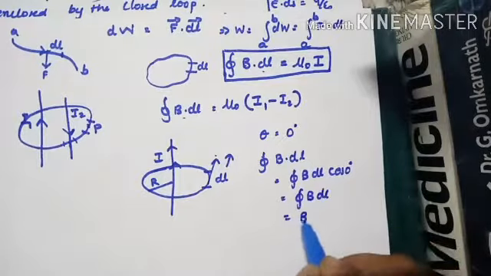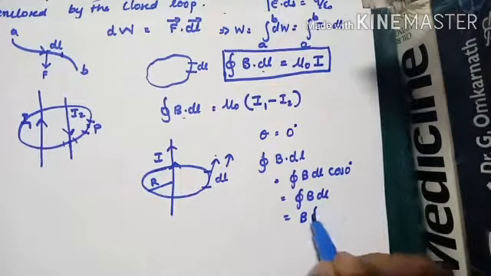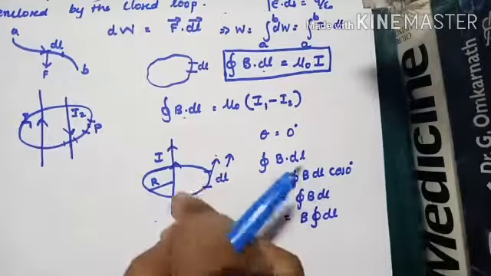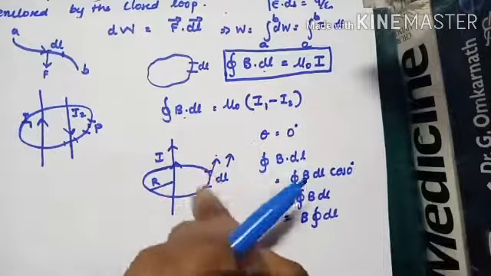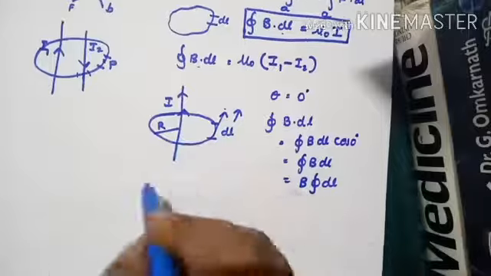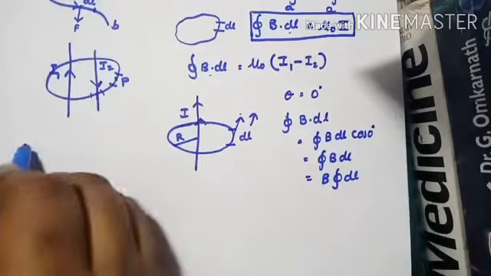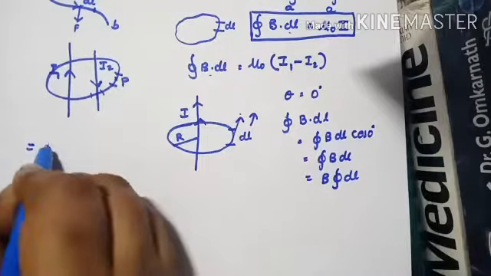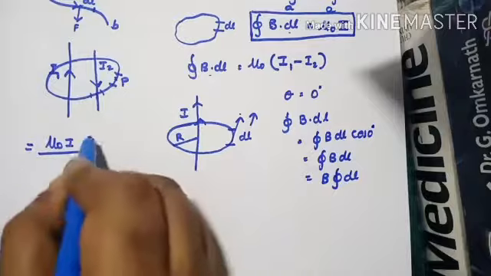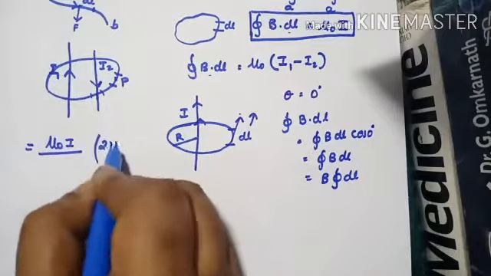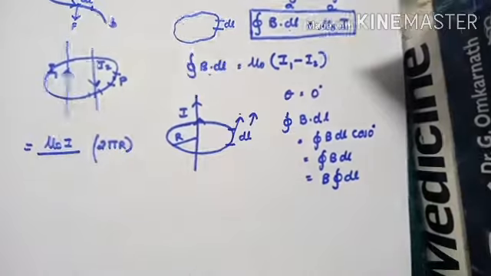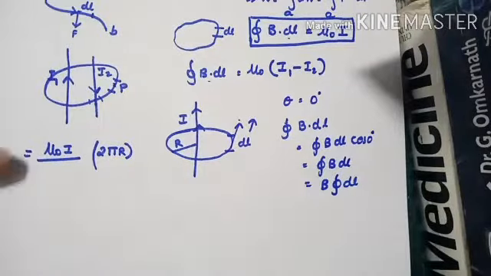B is constant for a closed loop, so what is the closed integral of dl? When I add all the dl, I get the circumference of the ring. Suppose the radius is R, so it will be 2 pi R. So it will be mu 0 I by, okay, what denominator do I have to write for B?